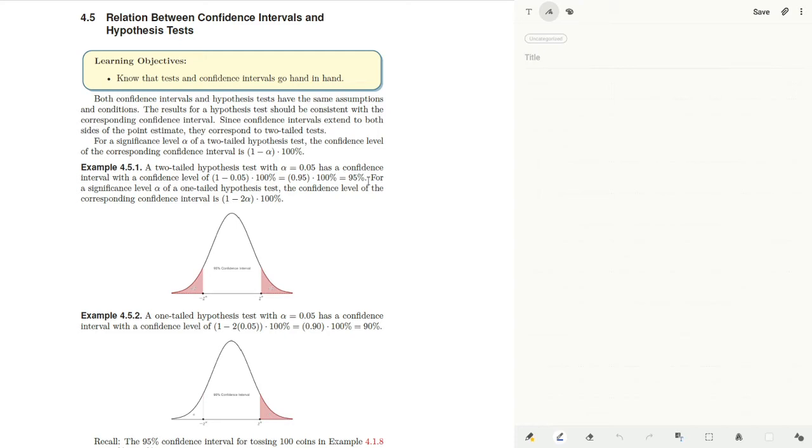Now if we're working with a one-tailed hypothesis test with a significance level of alpha, then the corresponding confidence level of the confidence interval will be 1 minus 2 times alpha. So for example, for a one-tailed hypothesis test with an alpha level of 0.05, the corresponding confidence level will be 1 minus 2 times 0.05, which is 90%.